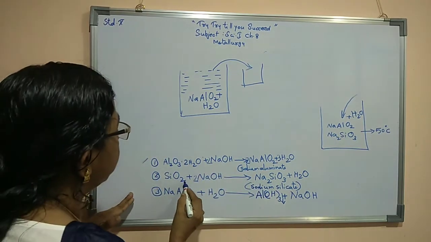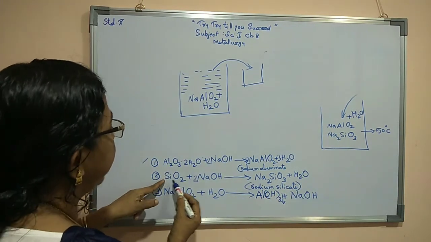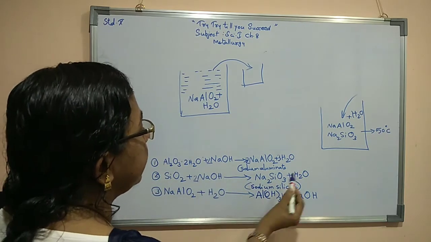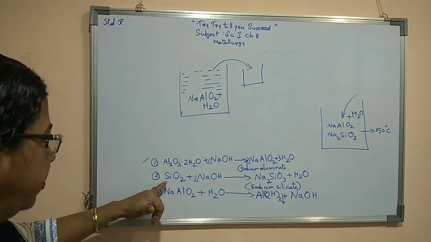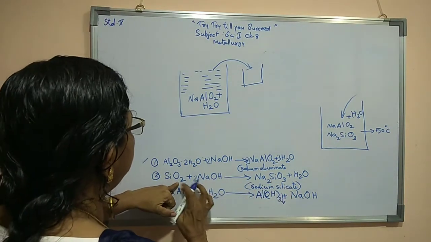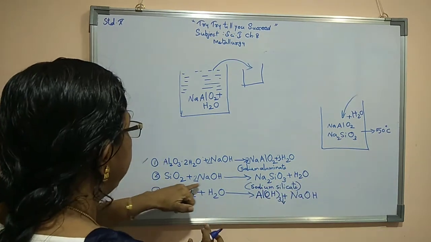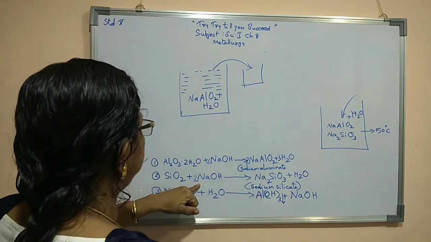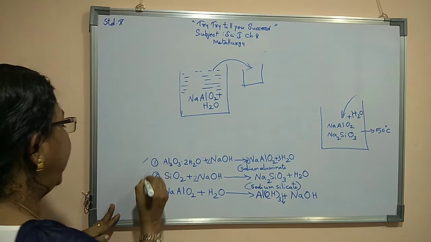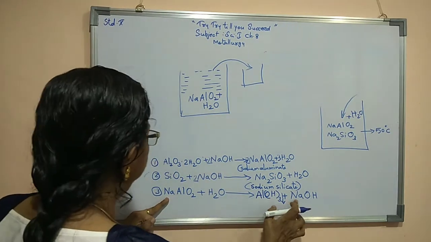Oxygen's number we will see: 2, 2 plus 2, 4 now. Here 3, 3 plus 1, 4. Silicon here 1, here silicon 1. Sodium, hydrogen here 2 hydrogen, here also 2. So the equation is balanced. Once again we will see: silicon 1, silicon 1. Oxygen 2, 2 plus 2, 4. Here 3, 3 plus 1, 4. Afterwards sodium here 2, here also sodium 2. Hydrogen here 2, here also 2. Equation balanced.